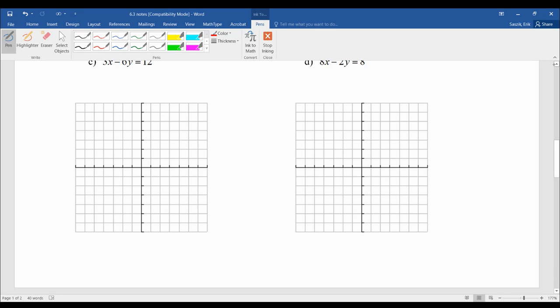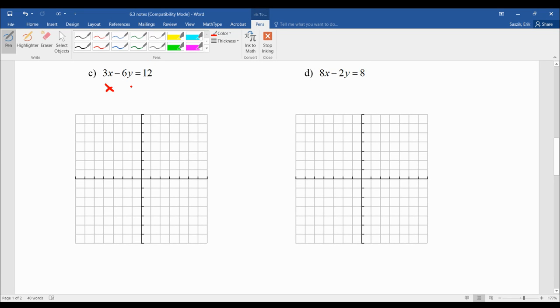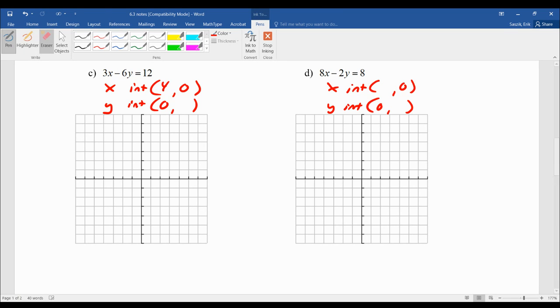Okay. So same thing down here. It's nothing different. You just have to be careful with the signs. X-intercept, remember, see, we can set this up. X-intercept, that goes away. That's going to be 4. Now you do the same thing down here. Y-intercept, this goes away. Negative 6 times what is 12? Negative 2.